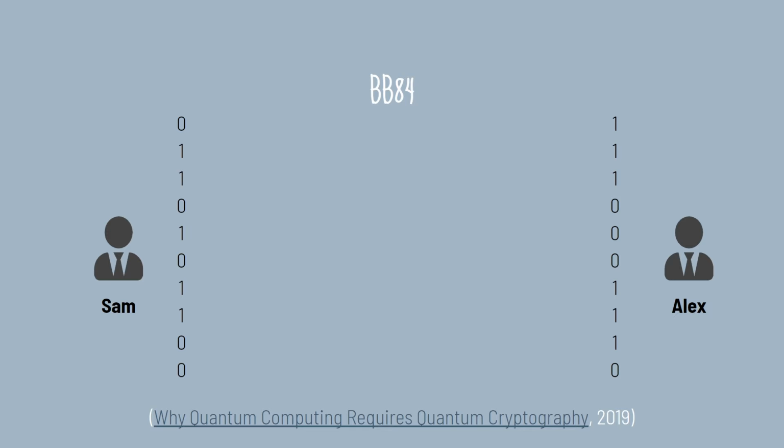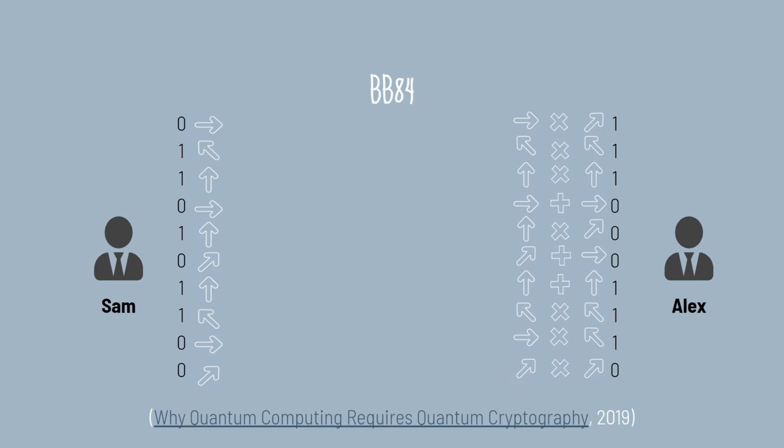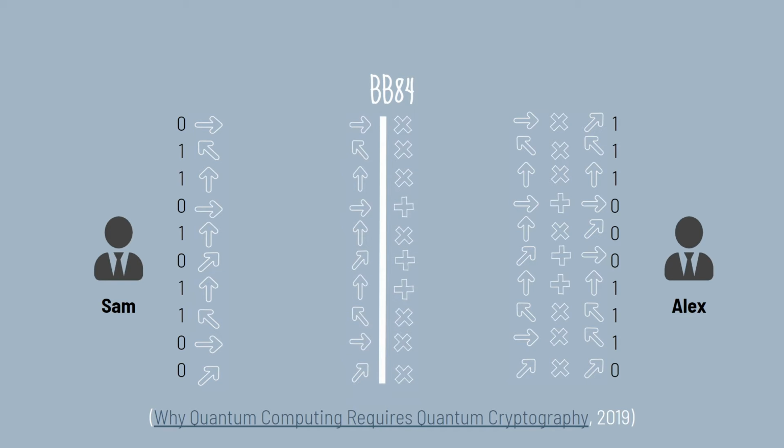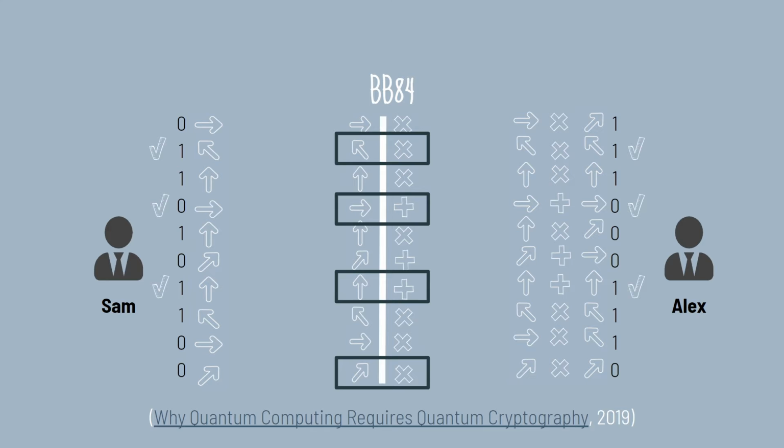Sam and Alex then choose a random basis to project their photons onto. We then inspect the basis used for each corresponding photon and the result of each measurement. If the same basis was used, then the result of the measurement will be the same. If not, Alex will get a different random result.